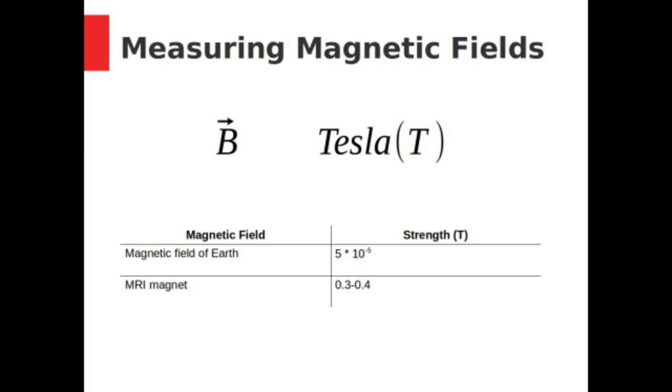To give you an idea of how large 1 tesla is, the magnetic field of the Earth is on the order of 5 times 10 to the negative 5 teslas. The powerful magnets used in MRI machines in hospitals might generate fields of 0.3 or 0.4 teslas.